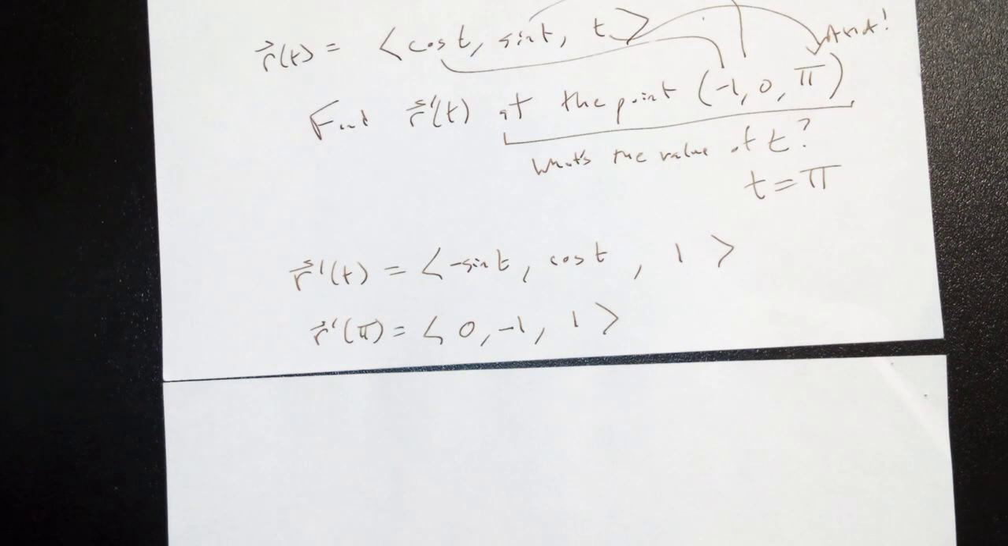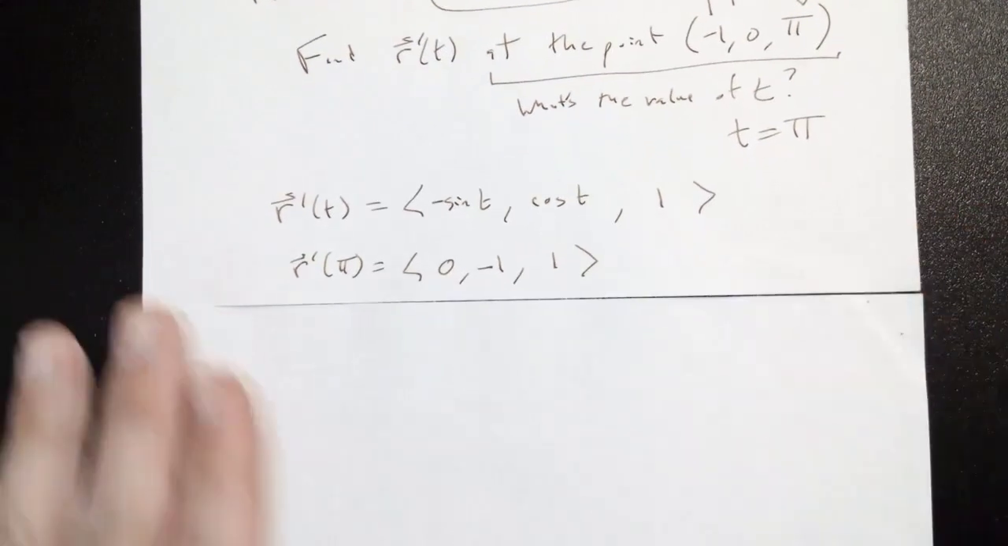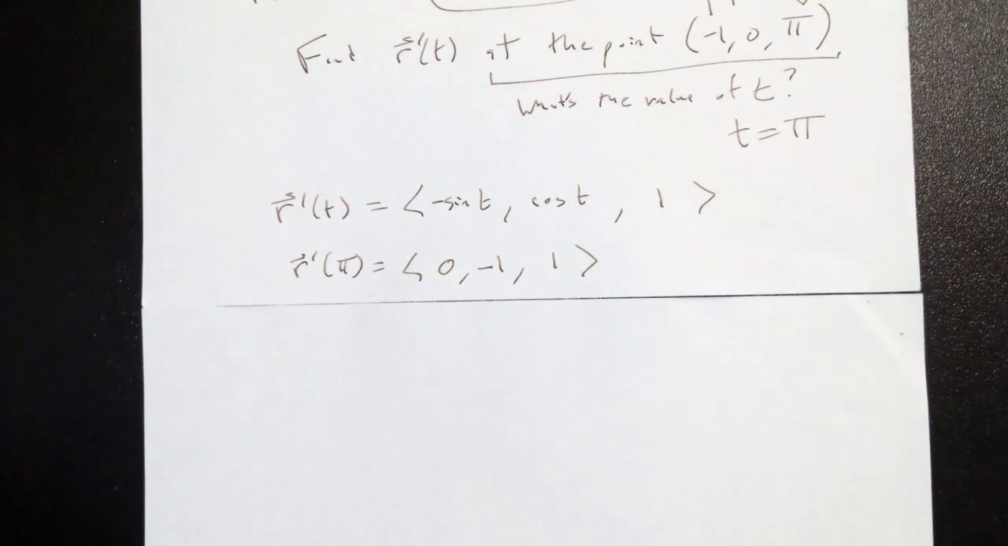Okay, wait a second. I need some help understanding what this means. When we did derivatives in Calc 1 and we got the derivative at a point, what did that represent? The slope of what? I don't know how to take the slope of a curve.